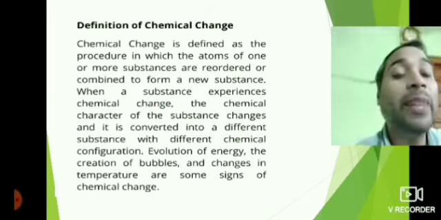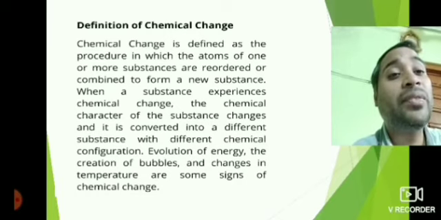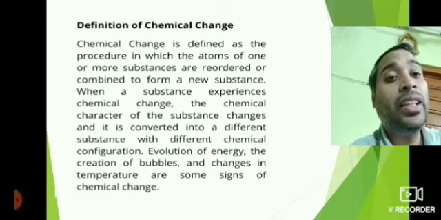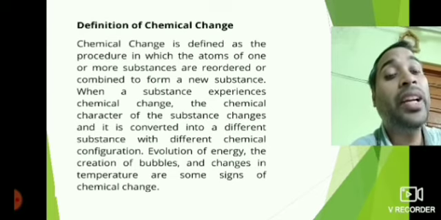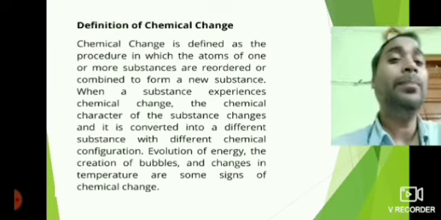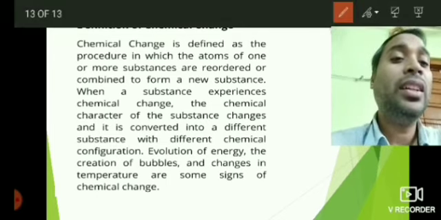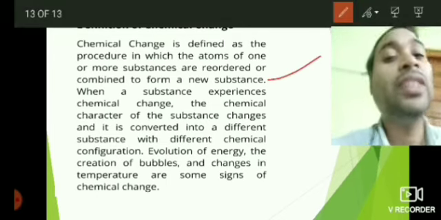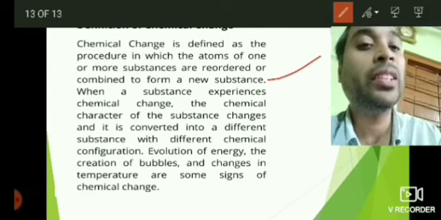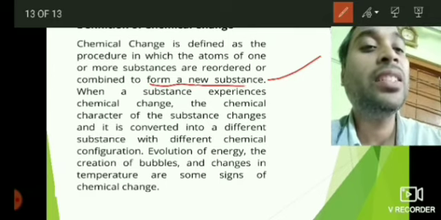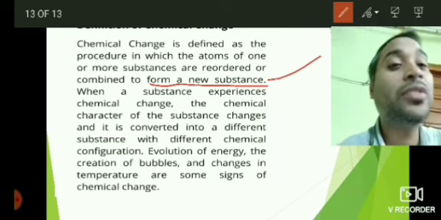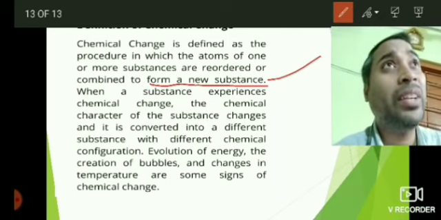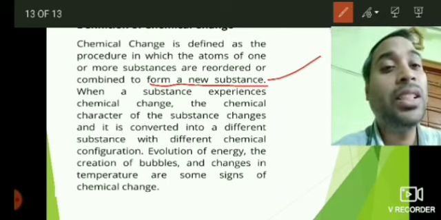Then what are chemical changes? Chemical change is defined as the procedure in which the atoms of one or more substances are reordered or combined to form a new substance. So basically what is happening, a new substance is formed in case of chemical change. This is important, you can underline. In case of physical change, no new substance is formed, whereas in case of chemical change, a new substance is formed because the chemical composition of the substance changes.